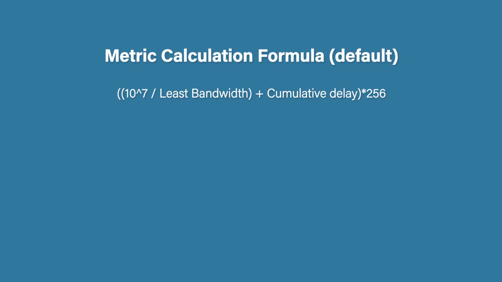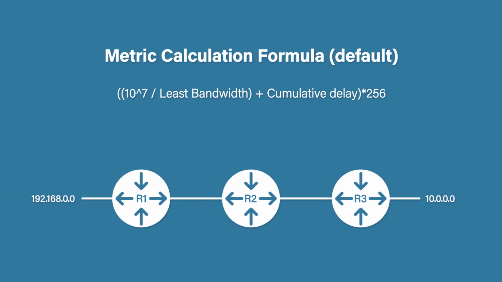10 to the power of 7, divided by the lowest bandwidth in kilobits per second, plus the delay. Delay is a value given to each outgoing link. This is measured in microseconds. Multiply all of that by 256. Whew! Okay. For example, in this network, router 1 is trying to calculate the metric to the 10.0.0.0 subnet.